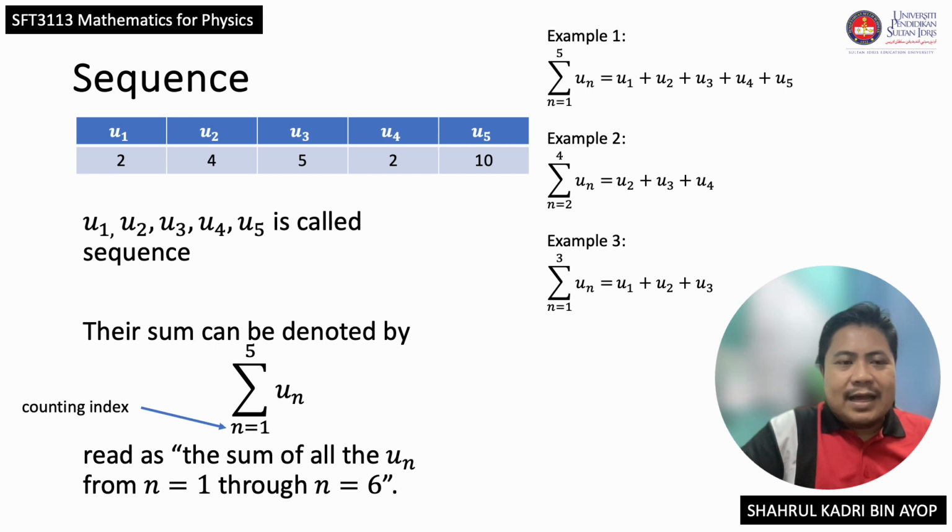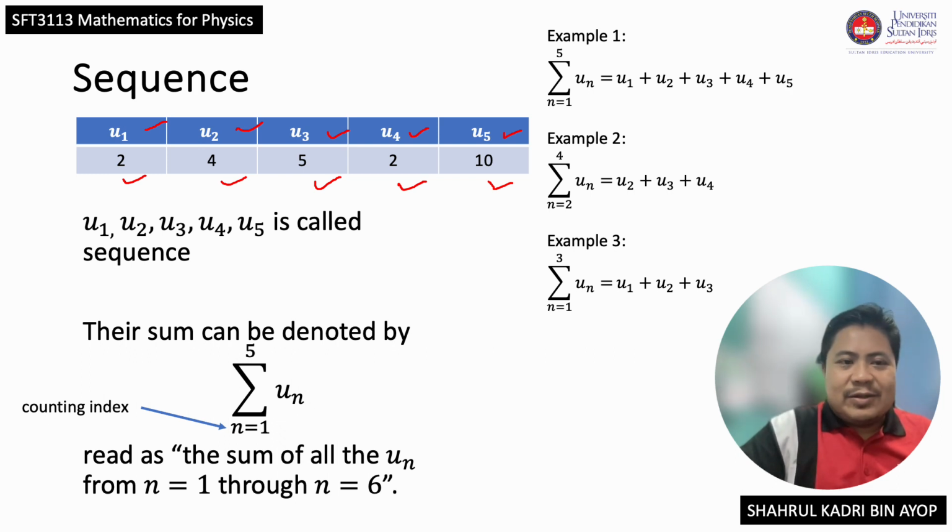Okay, let us know about sequence. For example, you are given a sequence of 2, 4, 5, 2, 10, a sequence of 5 terms, and each term can be represented or noted by U1, U2, U3, U4, and U5. So this U1, U2, U3, U4, U5 is called a sequence.